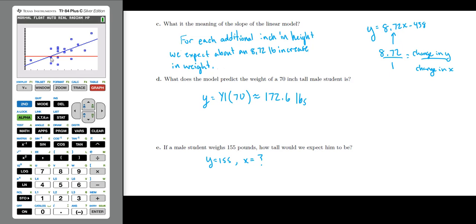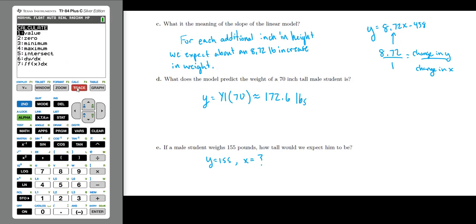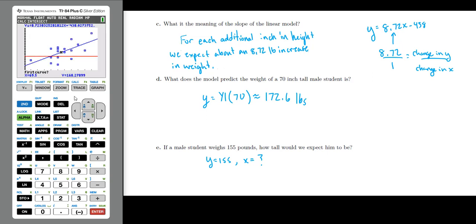So if you just ask the calculator where these two lines intersect, then that'll tell you what the x value should be. So you just go to second calc, intersect, and then it asks for the first curve. Okay, so hit enter for the first curve, then it goes down to the red one. Is this your second curve? Yes, so I hit enter, and then I'm just going to get near the intersection point and press enter, and there we go. X is about 68, right? X is about 68 inches.